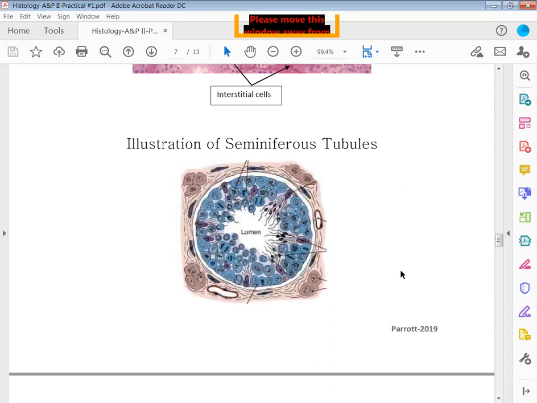This is a cartoon illustration of the testes. So again, if I ask you what organ or gland this is, you're going to tell me the testes. If I ask you what structures these are, you're going to tell me the seminiferous tubules. And then these cells out here would be your interstitial cells.